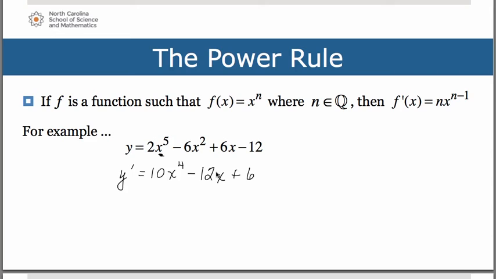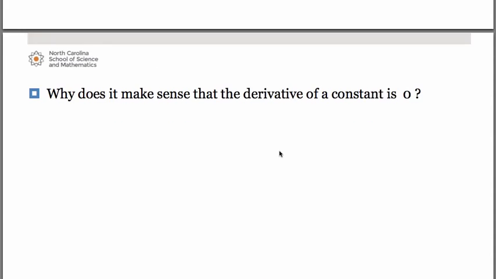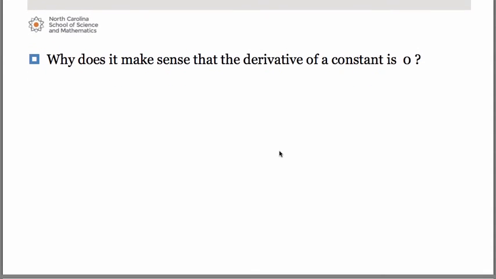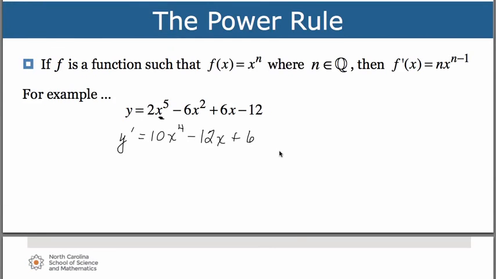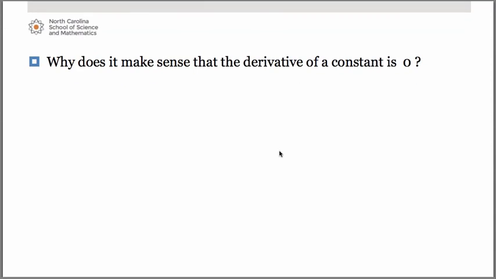So let's talk a little bit more about why this 12, when we took the derivative of that constant term, why did that come out as 0? Now there's two different ways you can think about this, and we're going to use that 12 as our example. So that constant term was a negative 12. And a constant term we know has obviously no x attached to it. You could think of it as x to the 0 power. And x to the 0 power we know is 1. So really you just have minus 12.